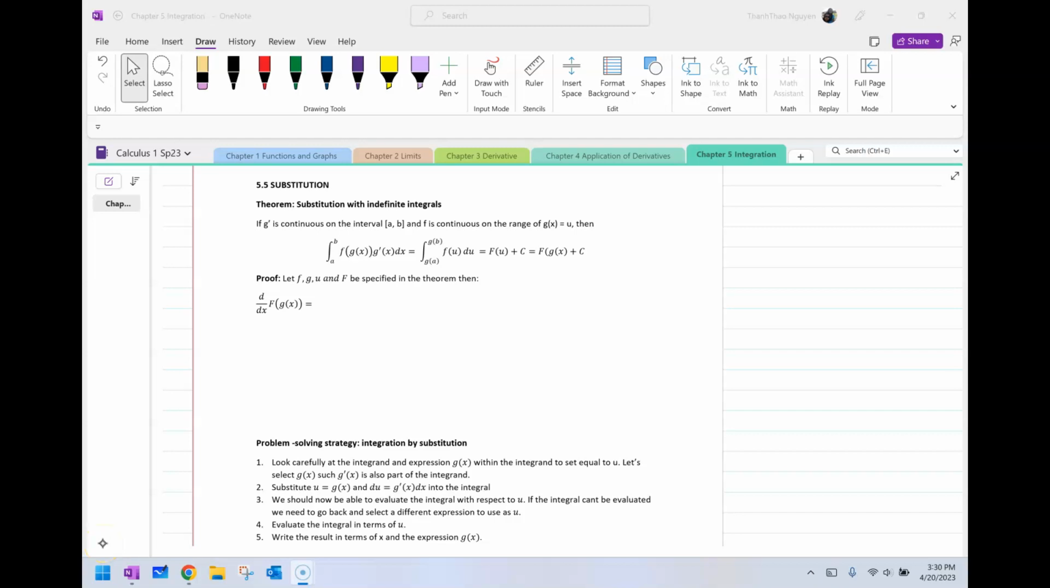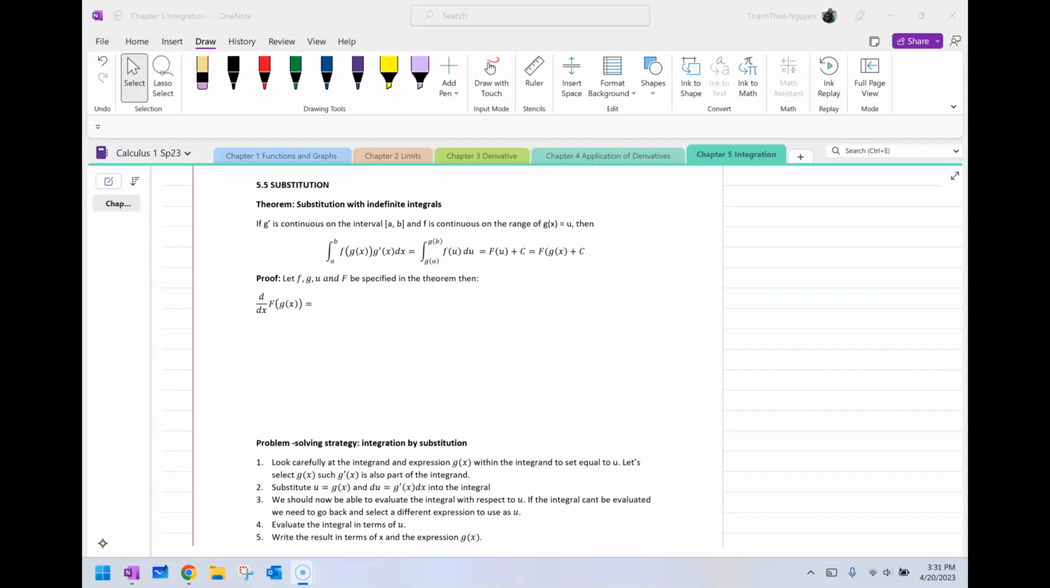This is substitution with indefinite integral. If g prime is a continuous function on the interval [a, b], and f is a continuous function on the range of g of x equal u, then the integral from a to b of the composite function f of g of x times g prime of x dx is equal to the integral from g of a to g of b of f of u du.